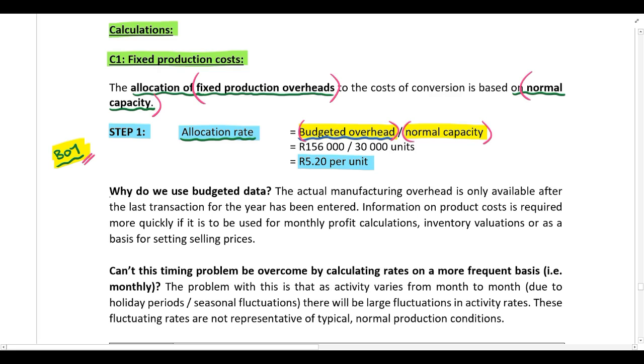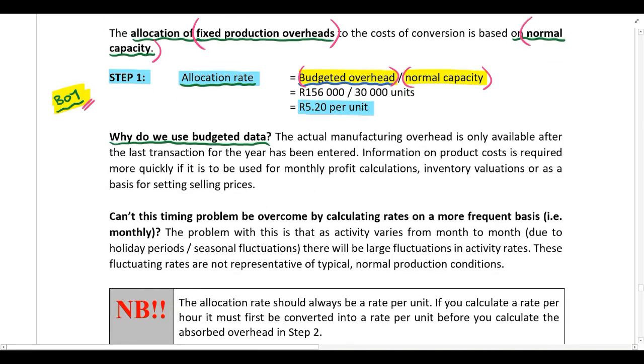All right, so I've already discussed this question with you. Why do we use budgeted data? Because we need to know the cost of our inventory at the beginning of the year, because we use the cost as a basis for determining our selling price. We can't wait until the end of the year to perform that calculation. And at the beginning of the year, we don't have the actual fixed overhead. We only have the budgeted cost. So we are forced to use budgeted information in that calculation.